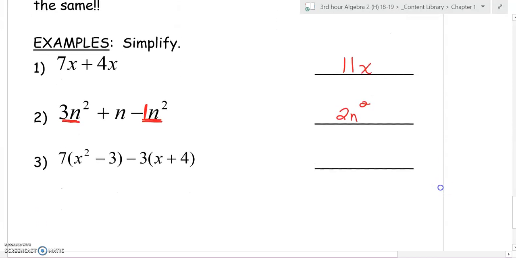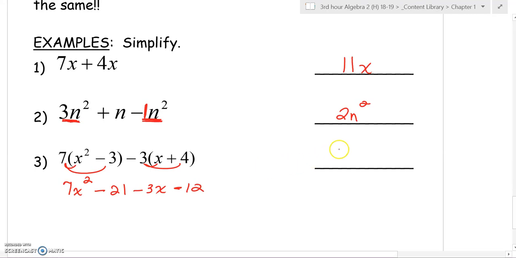Okay, and then lastly, we have to look at this expression. Now I think everyone recognizes a property that we need to apply here, and I think we need to remember that it's called the distributive property. So the first thing we're going to do is distribute: 7 times x squared is 7x squared, minus 7 times 3 is 21. And then minus 3 times x would be minus 3x, and negative 3 times 4 would be negative 12.